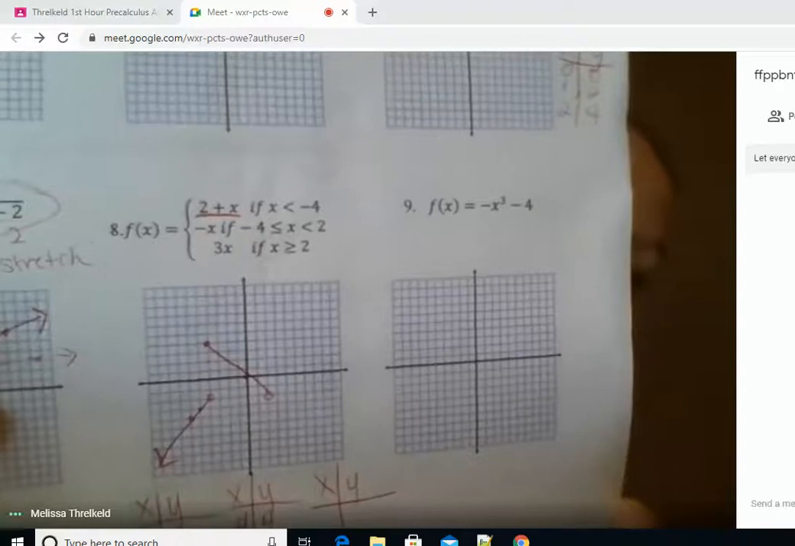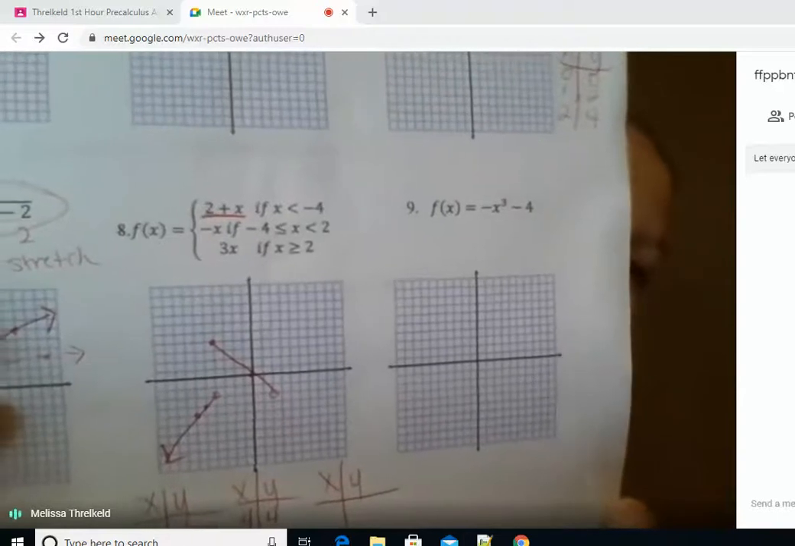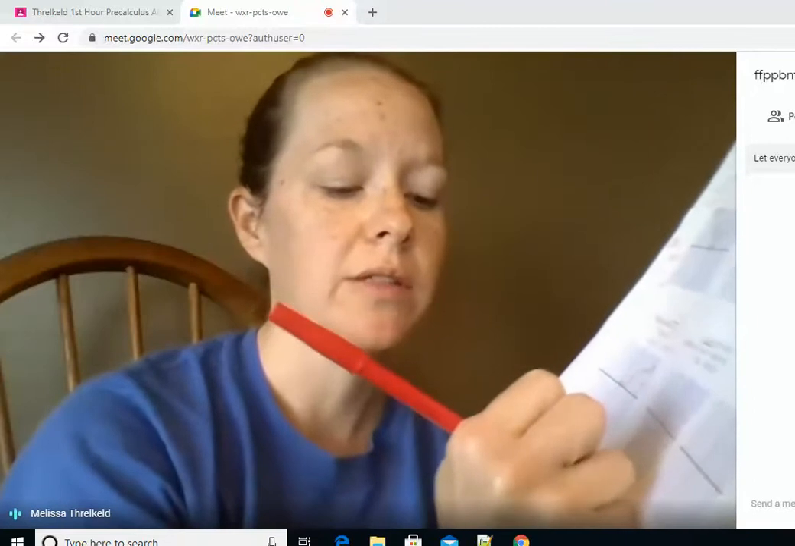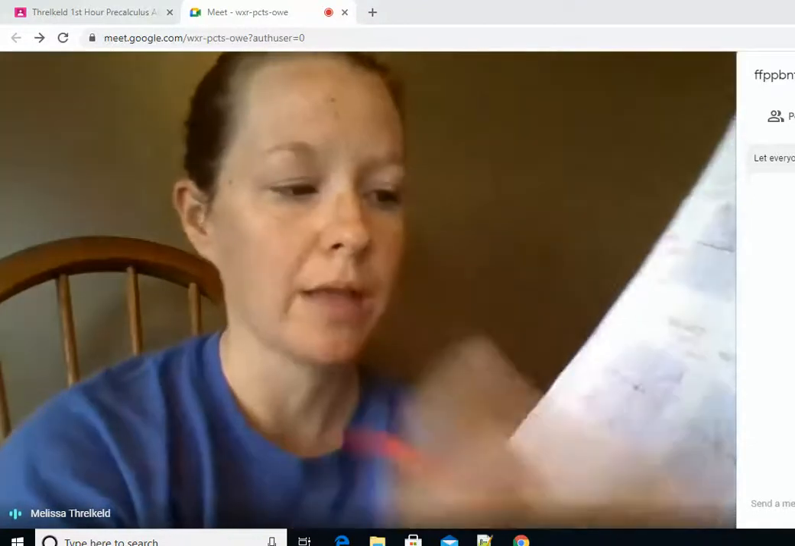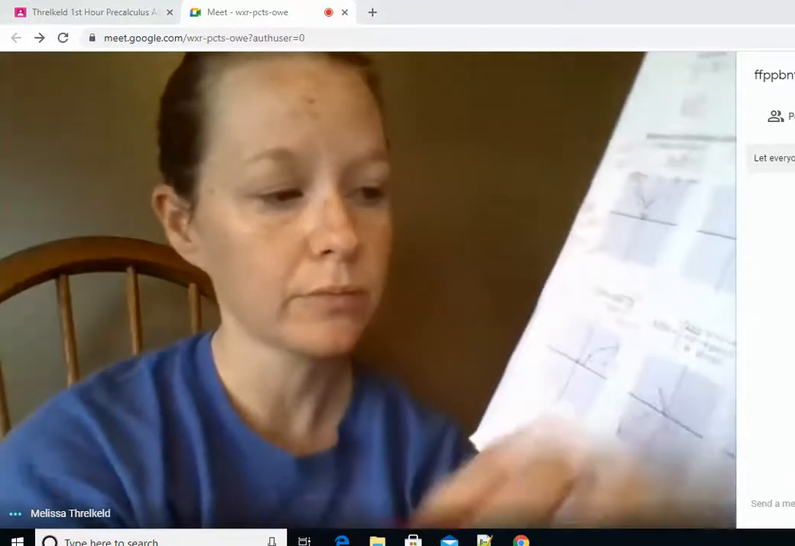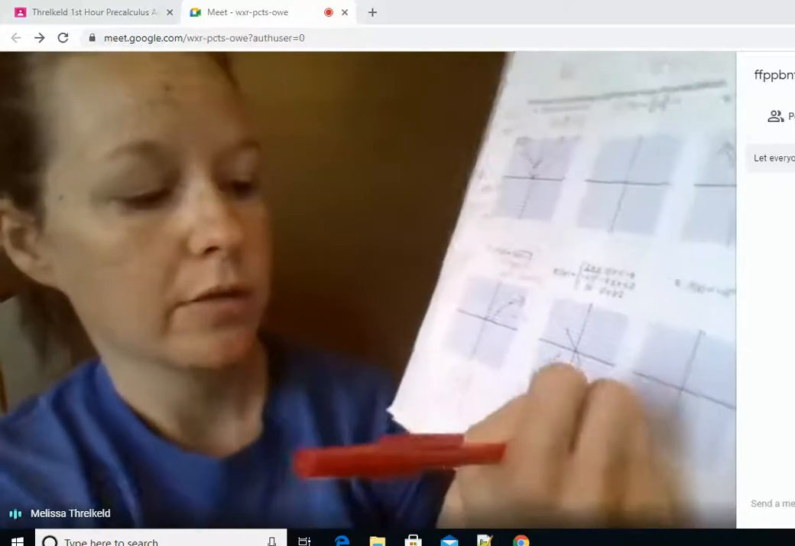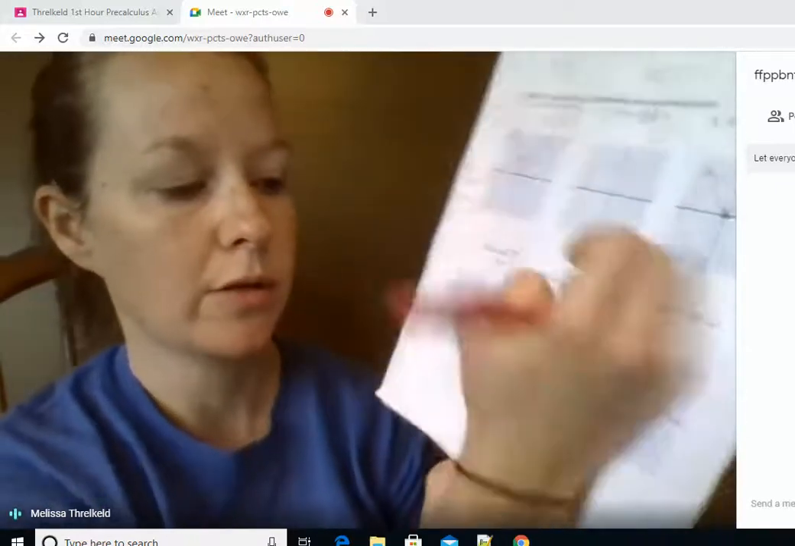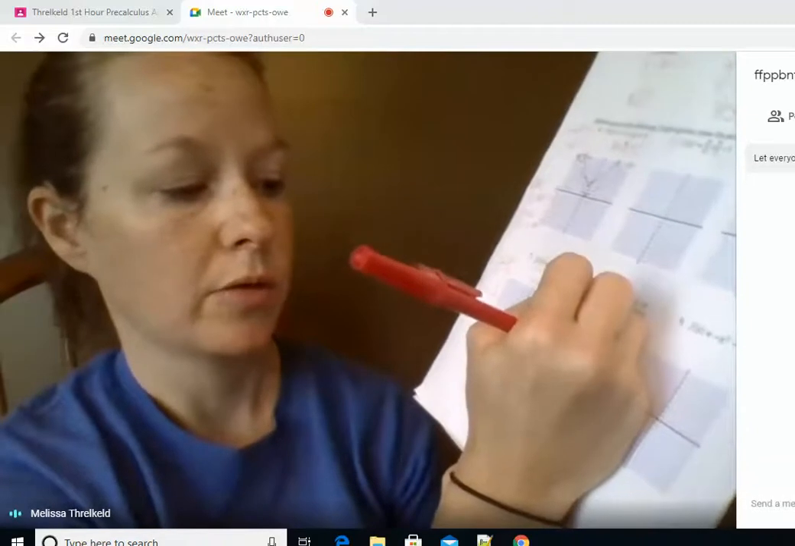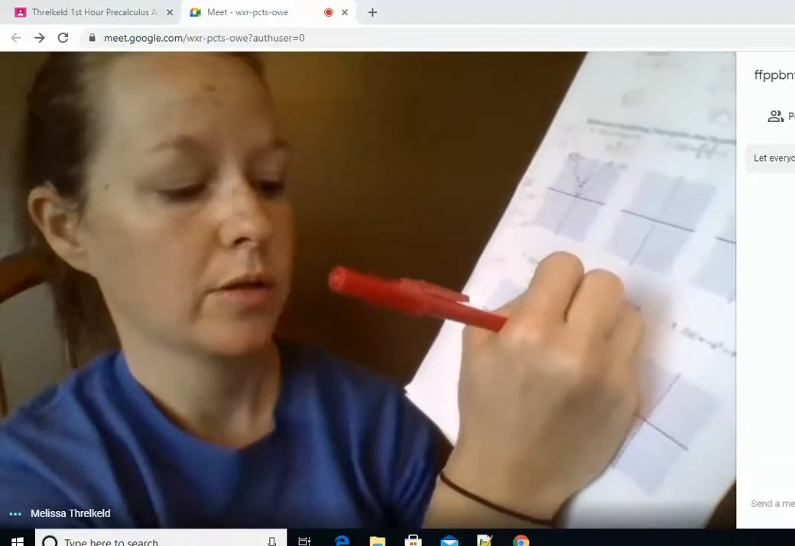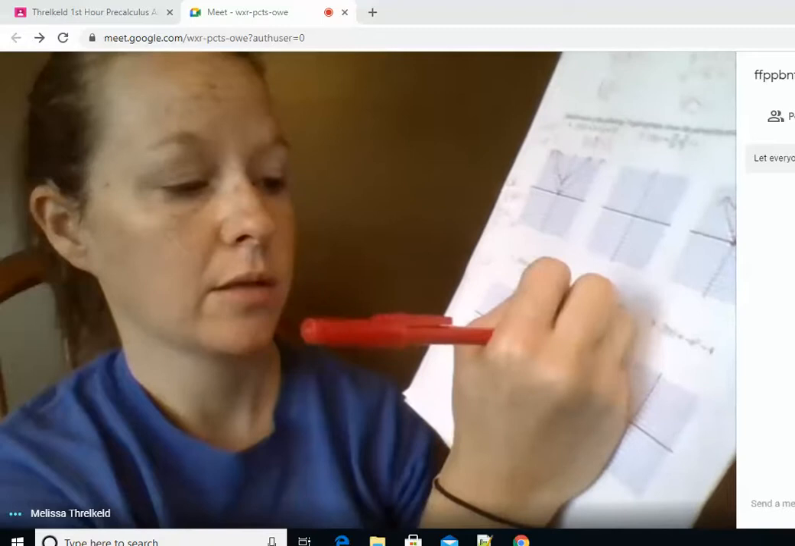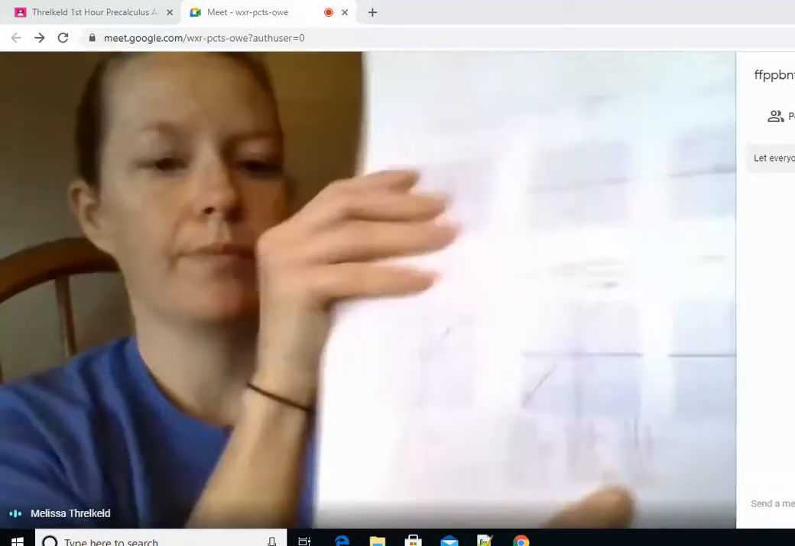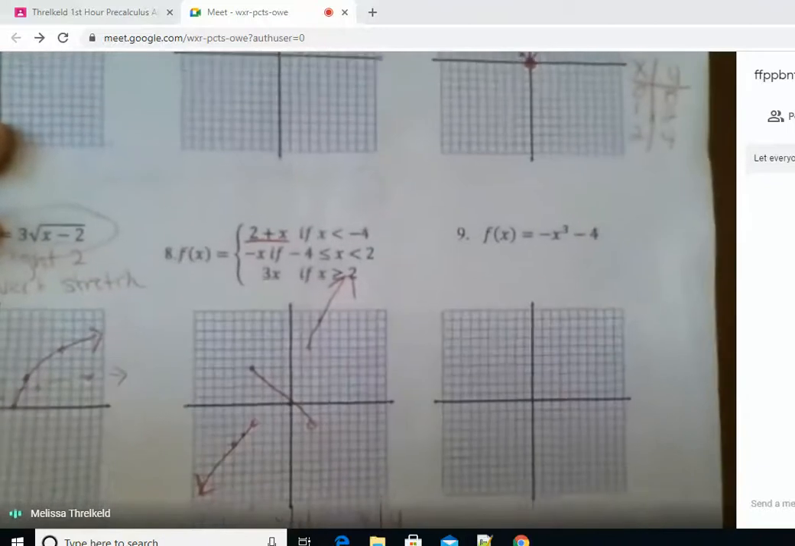For the last one, we have x greater than or equal to 2, so we have to start with a 2. It would be closed because of the equal to, and then you need things bigger than that, so maybe a 3 and a 4. Then plug those in. 3 times 2 is 6, 3 times 3 is 9, 3 times 4 is 12. So 2, 6, 3, 9, 4, 12 is going to be off my graph, but we get the idea there.